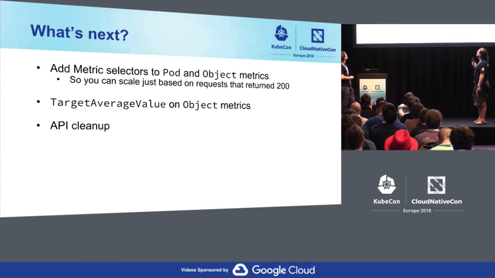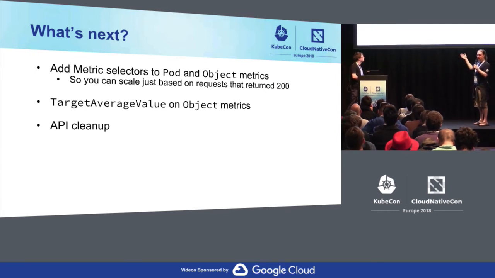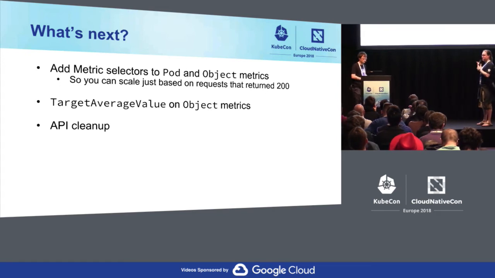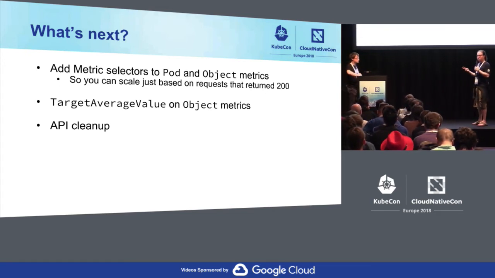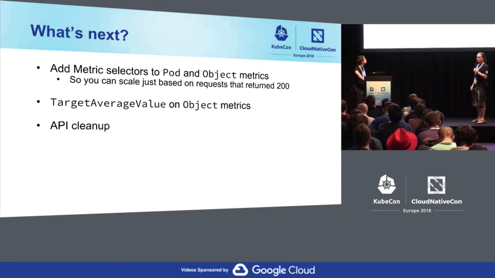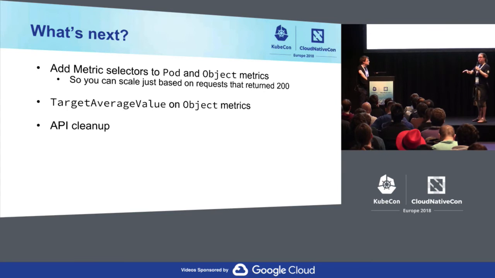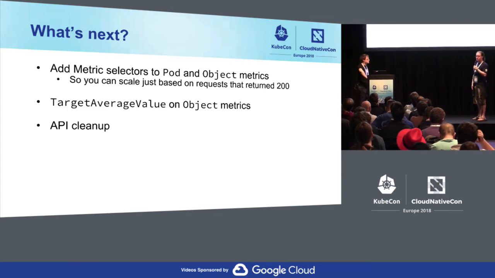Right, so I think the last thing we have is basically our plans for the future. One of the things, like I just mentioned, external metric has a couple of advantages, the label selector and the target average value. And so we're going to be bringing those to object metrics. So you're going to be able to drill down further into a particular series.